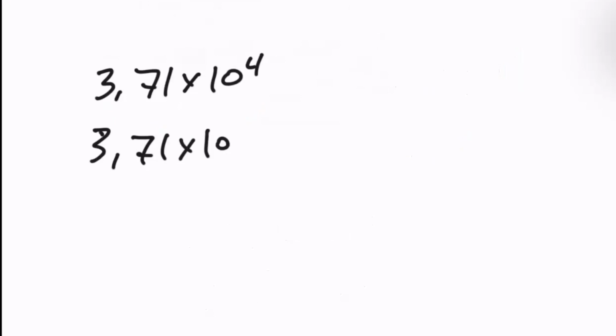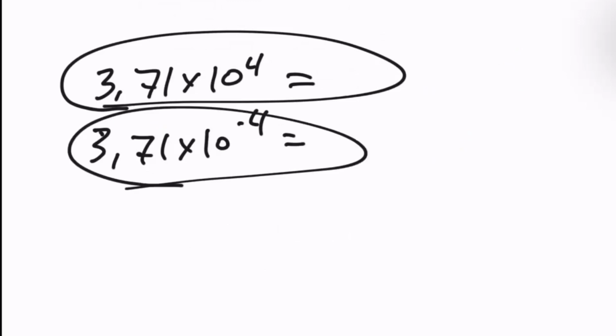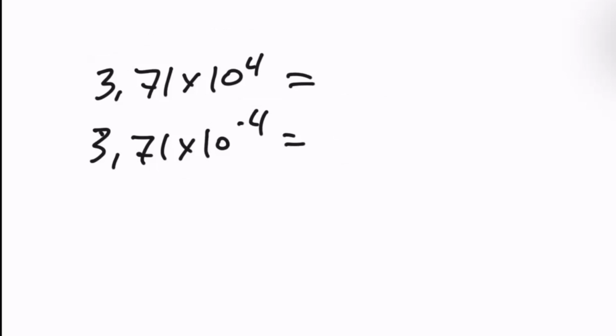If I have 3.71 times 10 to the fourth and 3.71 times 10 to the negative fourth. In this one, this is going to be a very big number. So this is going to be the weight of the ocean. And this one is going to be a very small number. This is going to be the number of grams of acetaminophen in Tylenol or something like that. I'm not a nurse, so don't tell my wife that I think acetaminophen's in Tylenol.